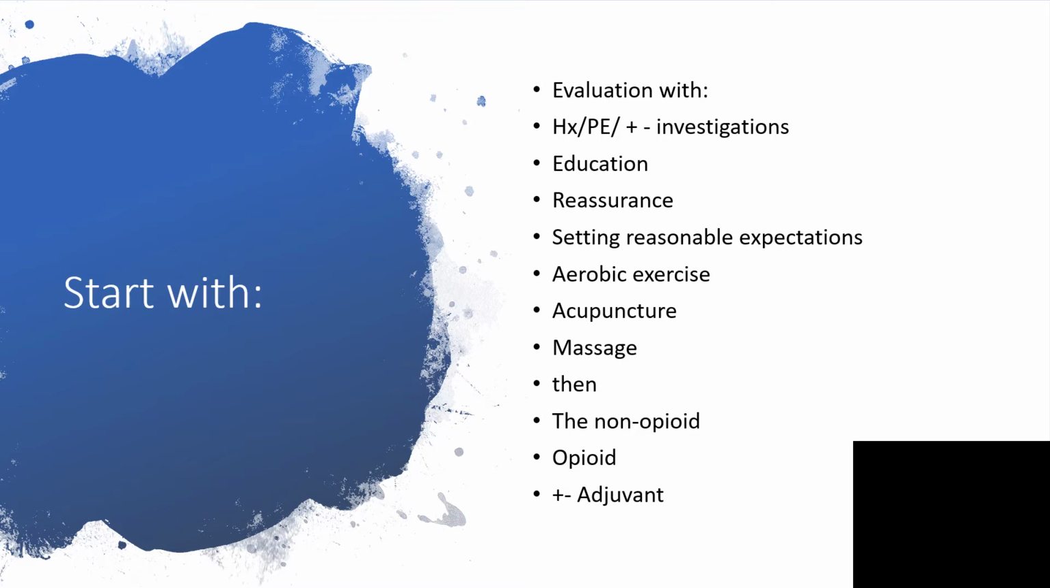the next thing is to educate the affected individual as per your findings, and let him or her know whether this is an acute situation or chronic, whether it's cancer related or non-cancer related, and what your findings are, the specific diagnosis. And then you might be able to reassure and set reasonable expectations. You can involve aerobic exercise, acupuncture, massage, and then you start thinking about a pharmacological approach like the use of non-opioid, opioid with or without adjuvant therapy.